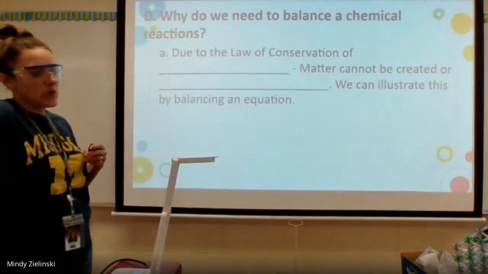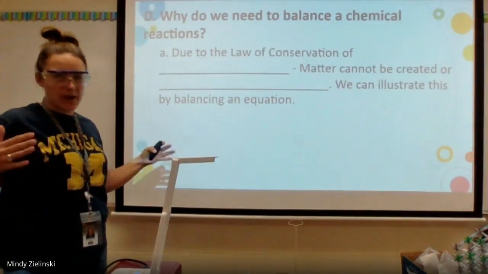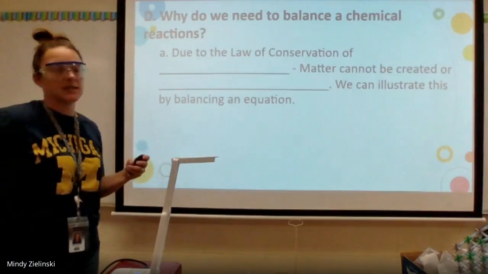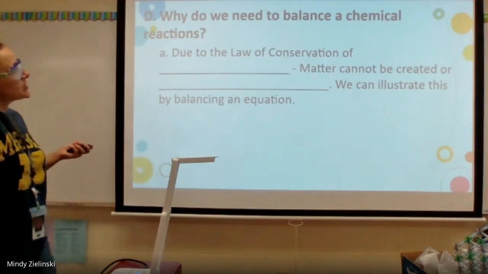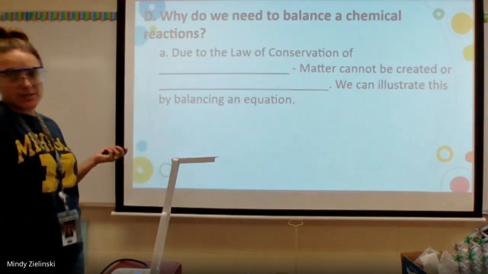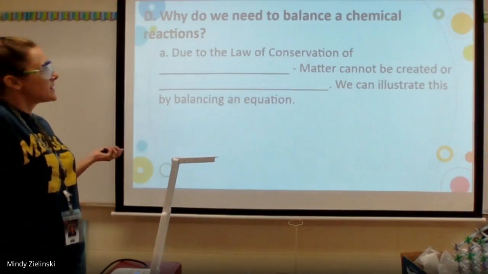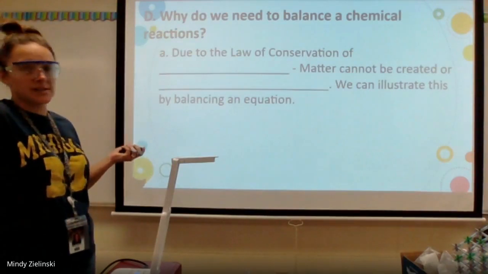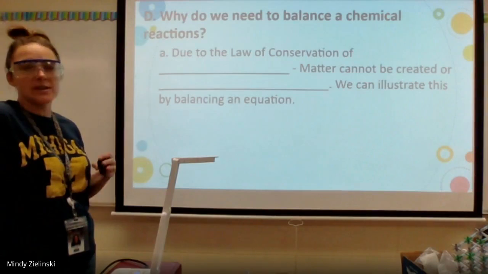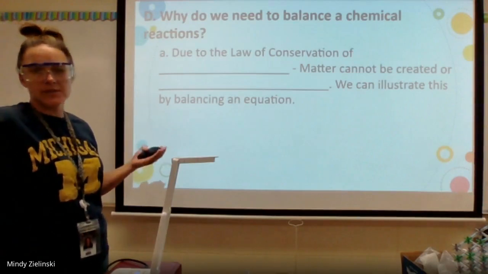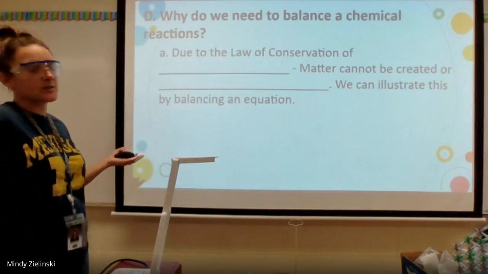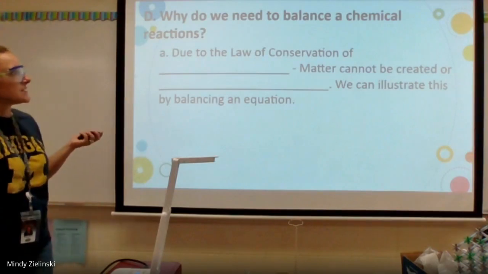Okay, so our big goal, our math practice goal today, is going to be to actually learn how to balance an equation. But before we learn how to balance an equation, we probably should ask ourselves why. Why do we even bother with all these numbers and this math to balance an equation? And it really comes back to this.